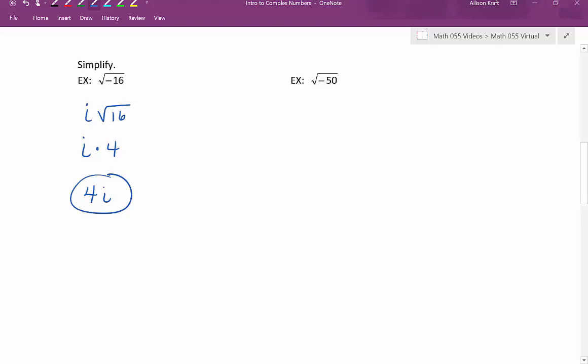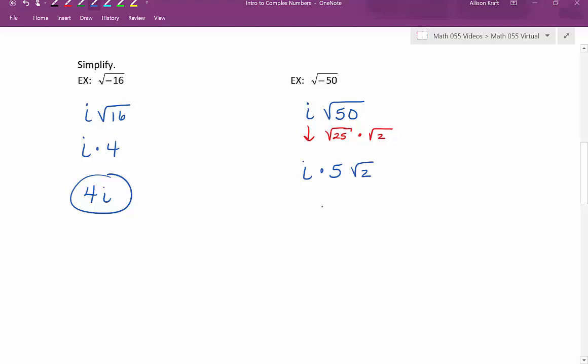Let's simplify the square root of -50. As soon as I see that negative underneath my square root, I'm taking an i out. This is i times the square root of 50. And now we want to simplify the square root of 50. It's not a perfect square, so we're looking for the largest perfect square that's a factor of 50. That'll be 25. It goes in 2 times. Don't forget to bring the i down. So we're going to have i times 5 times the square root of 2.